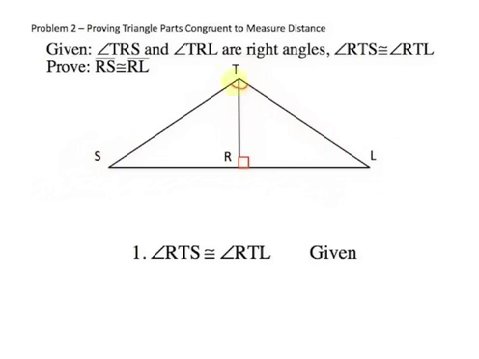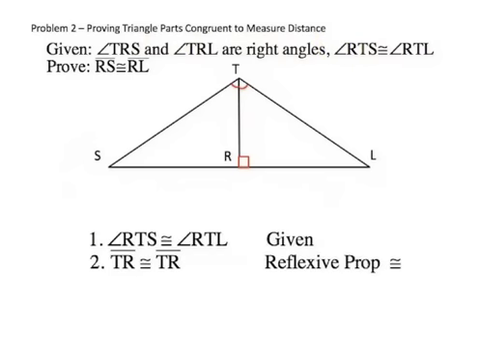You can see that by the two congruent markings there. And that is also this piece of the given information. We're going to use this one later. Next, we're going to say that segment TR is congruent to segment TR because of the reflexive property of congruence.